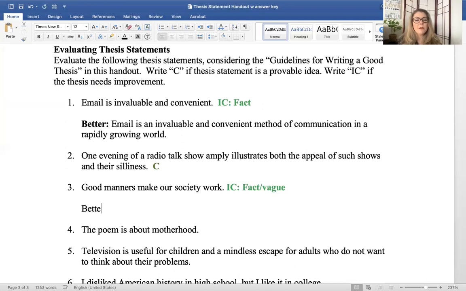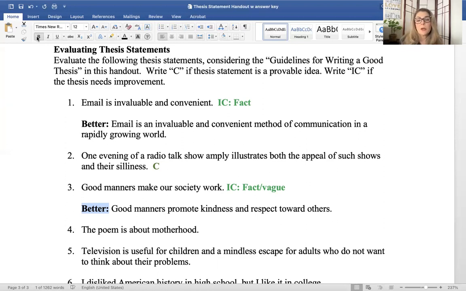Okay, we're going to make it better. So how about this one? Good manners promote kindness and respect toward others. Okay, so now we have an idea. Again, it's a little more interesting than that somewhat factual, vague statement, and it's something that could be proven in the essay. Okay, so how? You're asking yourself, how do good manners promote kindness and respect towards others? Well, the writer would have to prove that with examples and details.